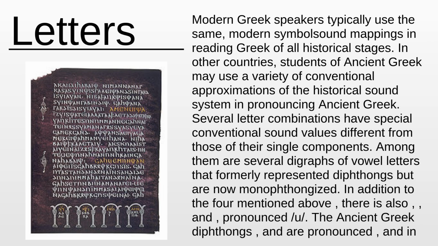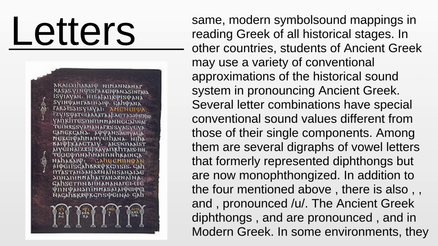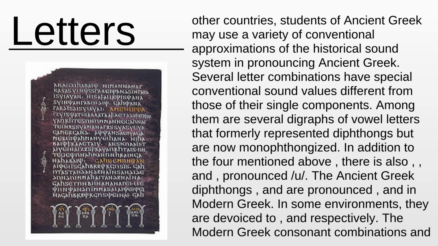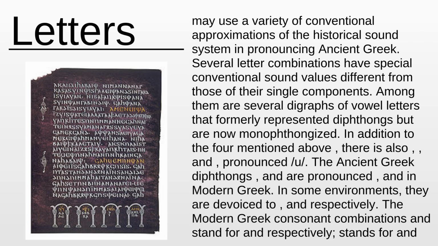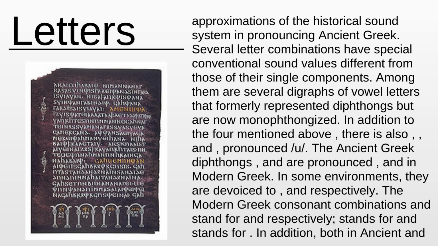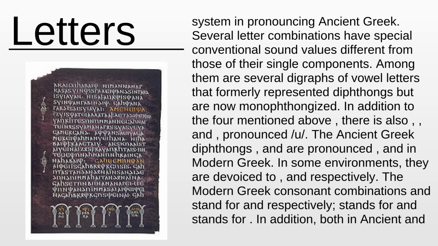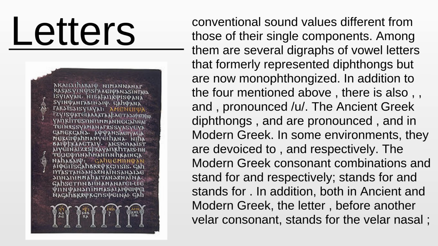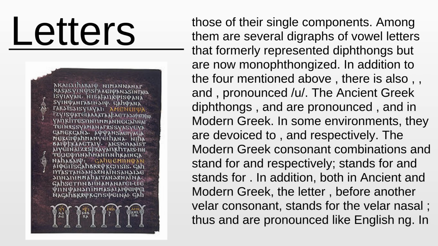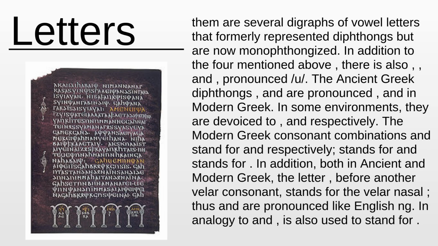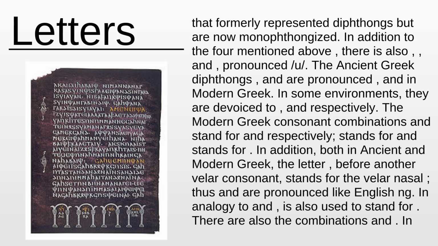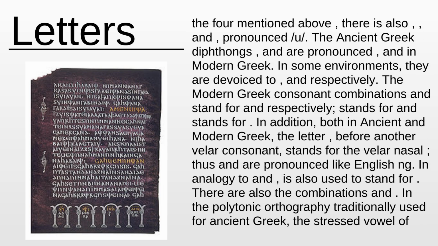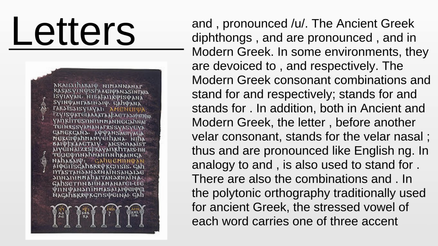In other countries, students of ancient Greek may use a variety of conventional approximations of the historical sound system in pronouncing ancient Greek. Several letter combinations have special conventional sound values different from those of their single components. Among them are several digraphs of vowel letters that formerly represented diphthongs but are now monophthongized. In addition to the four mentioned above, there is also the digraph pronounced u. The ancient Greek diphthongs are pronounced as shown, and in modern Greek, in some environments, they are devoiced.